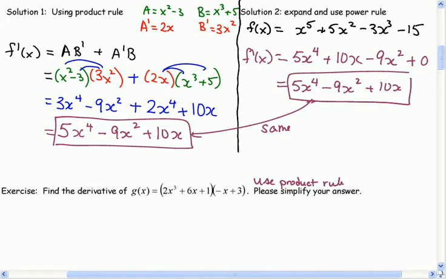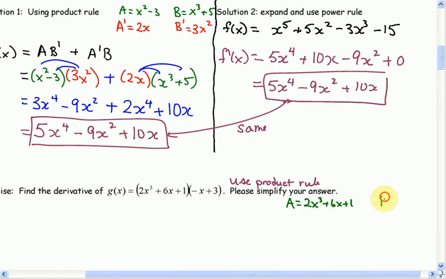I'll get you started by saying let A be equal to 2x cubed plus 6x plus 1, and let B be equal to the function negative x plus 3, okay? I'd suggest you find the derivative of the parts first, and then plug it into the formula. Go ahead and try, please, on your own. So go ahead and find the derivatives, please.